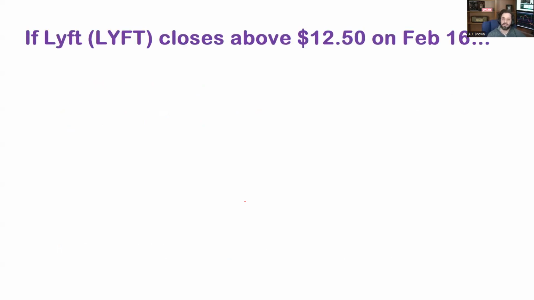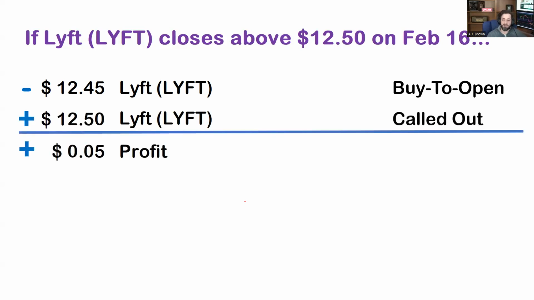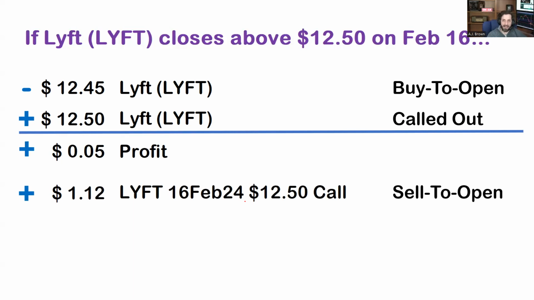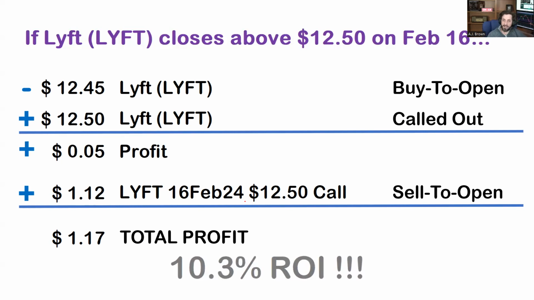So let's run through the scenarios. Number one, Lyft might close above that $12.50 strike price a week from this Friday. If that happens, I bought Lyft for $12.45, it would get exercised, meaning they'd take my stock and give me the $12.50. So I would make about a nickel profit. But don't forget, I already collected $1.12 up front. So when you add those together, my total profit on this trade would be $1.17. That would basically be 10.3% ROI. And I didn't even hold this for a month. This would be for a little less than 10 days, 9 days. It's the 7th of February.